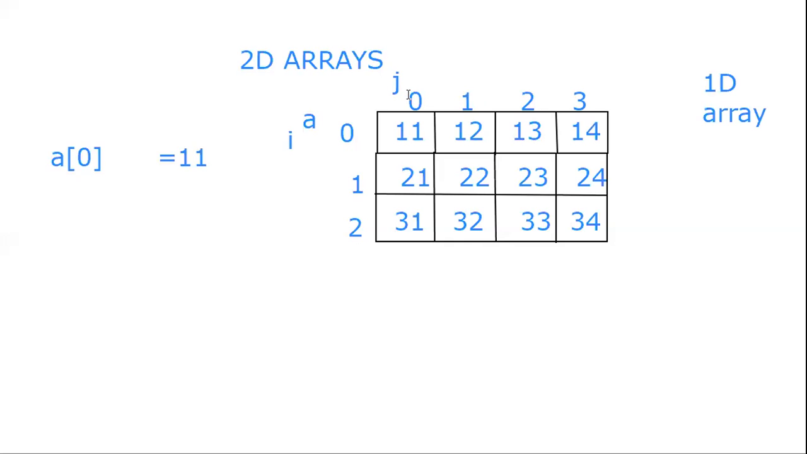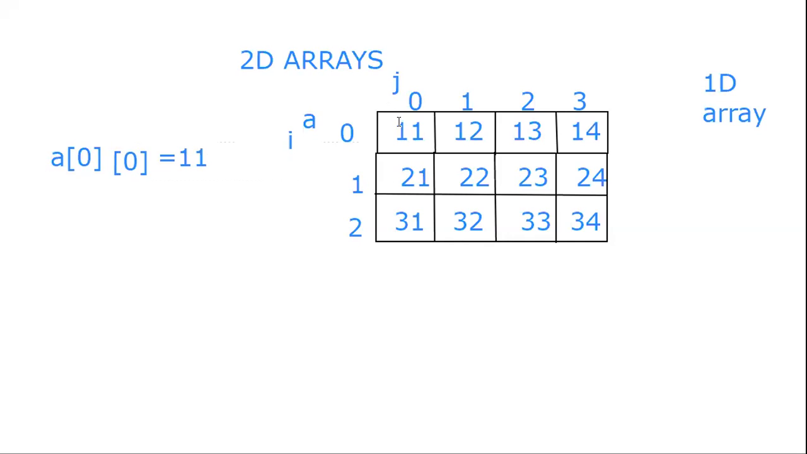Now, if we want to represent a particular number, say we want to represent 11. 11 is the very first number in the matrix or 2D array. Now, if it was a single one-dimensional array, we would simply write A of 0, right? That would be just the index. Now, in a two-dimensional array, we write two indexes. One index is the value of I, second will be J. So we write two indexes. So this becomes A of 0, 0. A of 0, 0 will be equal to 11.